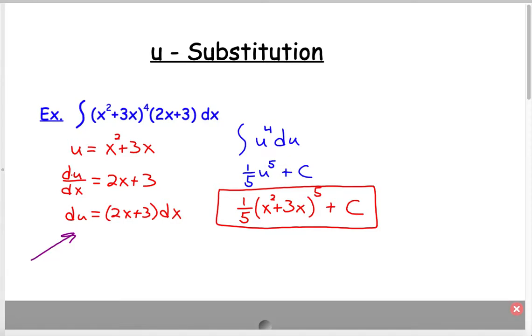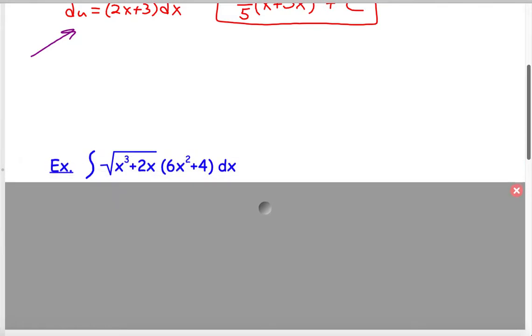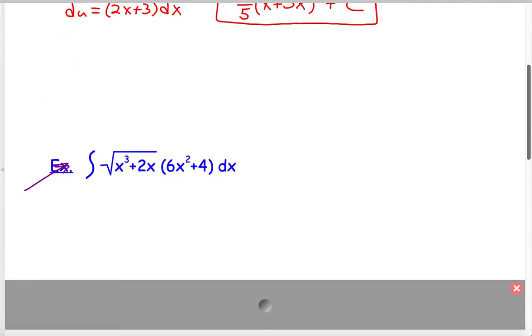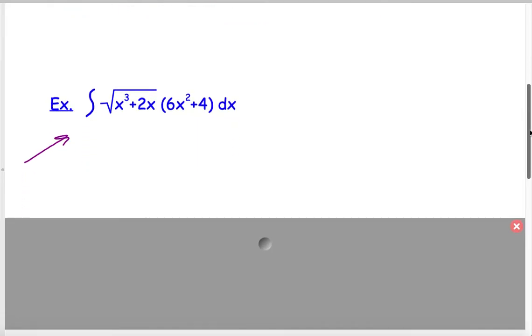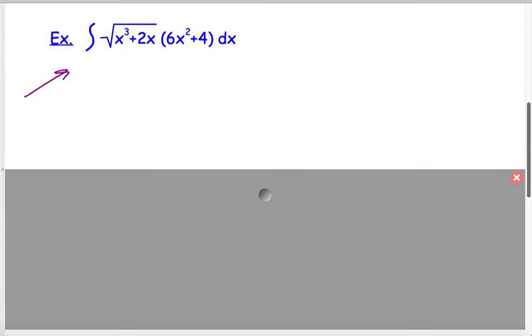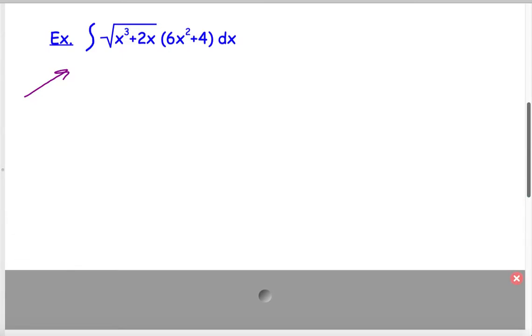All right, let's look at another one. How about this integral? The square root of x cubed plus 2x times the quantity 6x squared plus 4. Might be a good time to hit pause and try it yourself first. Okay, so if it's like the last problem, you think, well, the derivative of this is 12x, and I don't have 12x here. The derivative of this is 3x squared plus 2. That's not quite what I have here. So you may not be able to look at this and right away come up with the answer for the integral. On the other hand, let's try U-substitution.